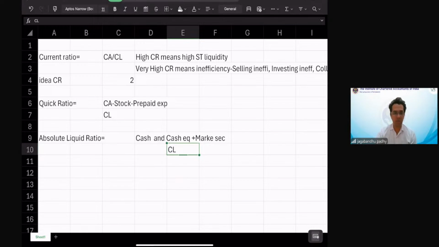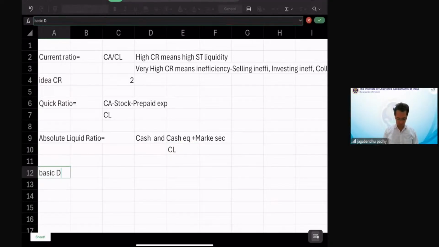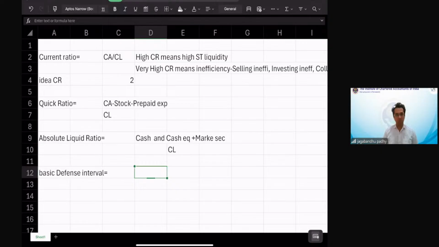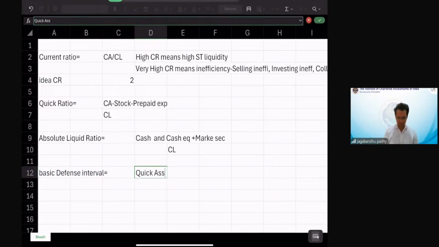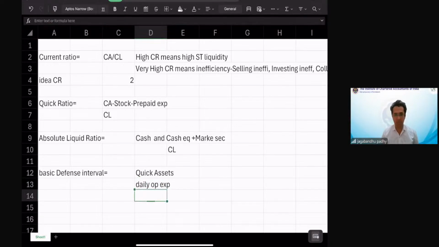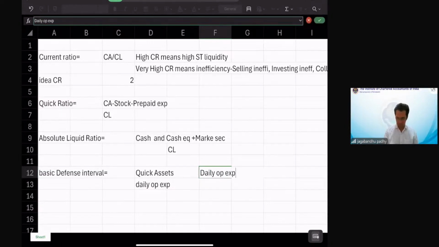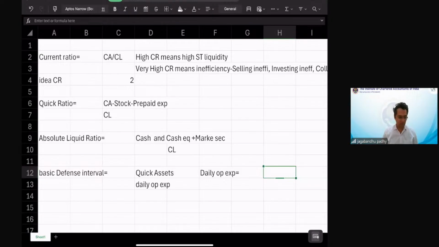After that, we went ahead and started looking at some more short-term liquidity ratios, which was the basic defense interval ratio. How do we determine the basic defense interval? That is going to tell us for how many days we have the cash or quick assets available in our books. So we take quick assets divided by daily operating expense. How do we get the daily operating expense?